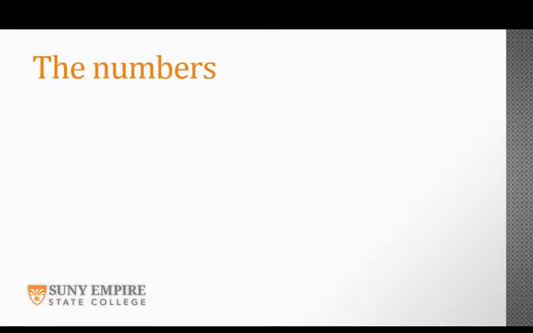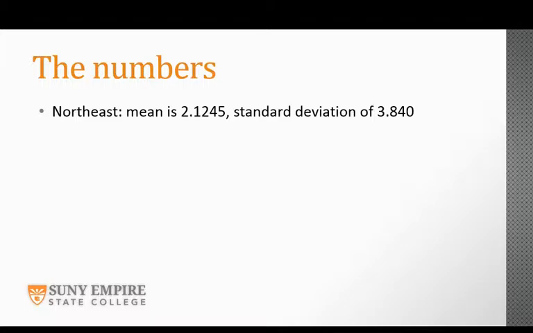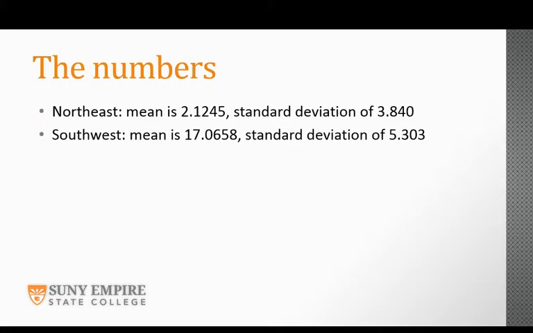In order to find the appropriate t-score, we first need to find numerous other values. We need the mean for each population, as well as the sample standard deviation for each population. Completing these calculations, we find that the average change in foreclosure rate in the Northeast was 2.1245%, with a standard deviation of 3.840. The average change in foreclosure rate in the Southwest was 17.0658%, with a standard deviation of 5.303.